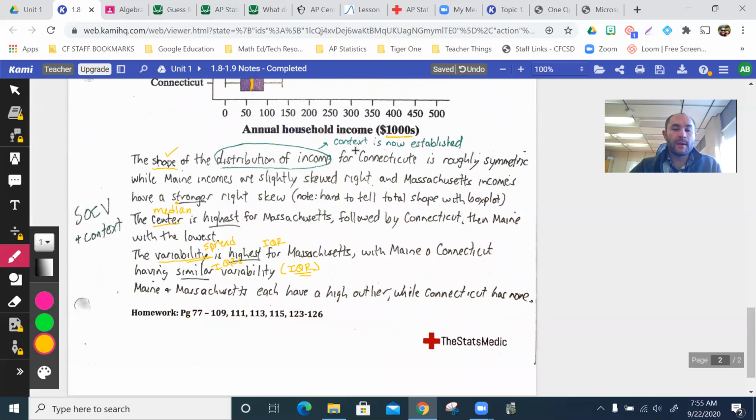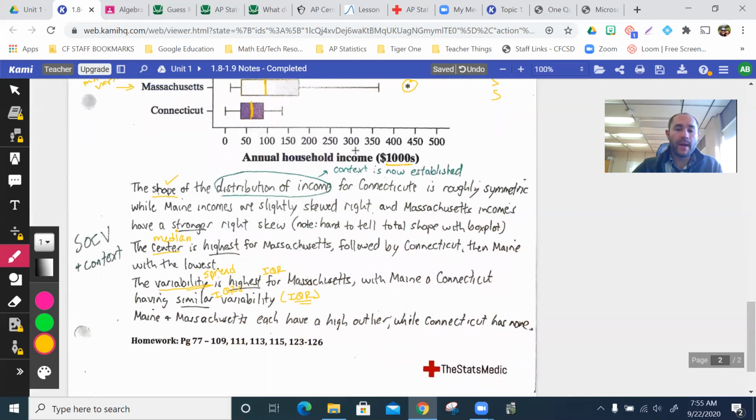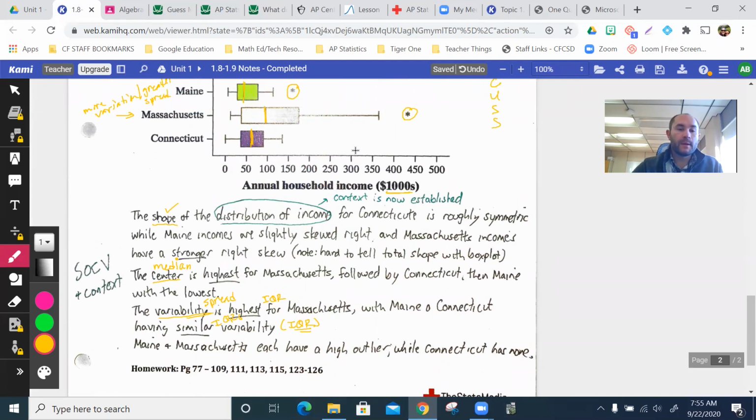Maine and Massachusetts have a high outlier, while Connecticut has none. Perfect. That's great. So there you go. You talk about this one has outliers. These two have outliers. The other one doesn't. So just right there, I can tell you from scoring some of this stuff.